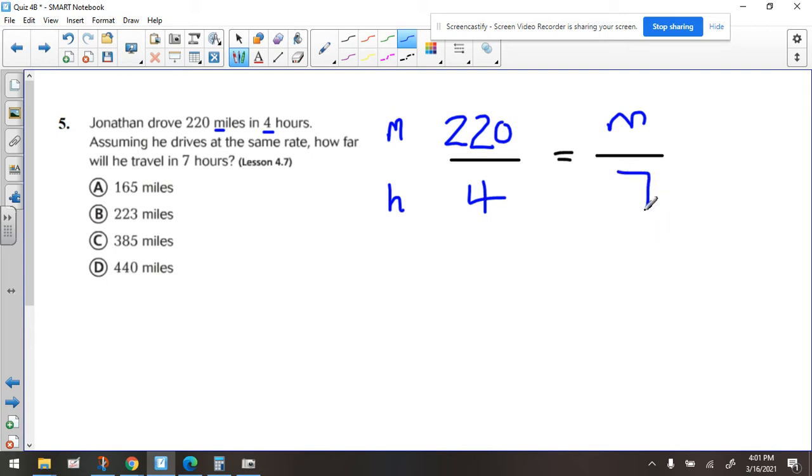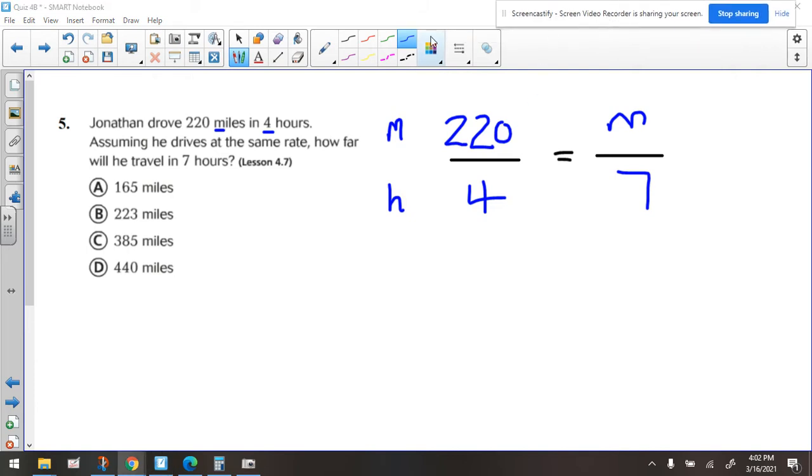All right, since 4 is not compatible with 7, we have a couple options. One option is to explore the idea of simplifying this and turning it into a unit rate. If you can divide 220 divided by 4 in your head, which most people can't do, then that might be an option. The other option is using the idea of cross products. So let's explore that option.